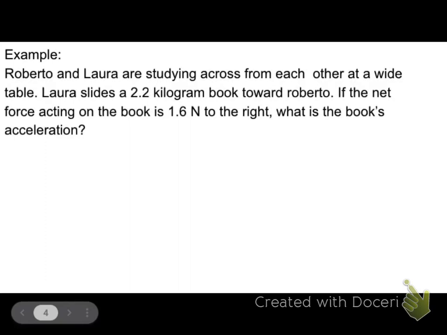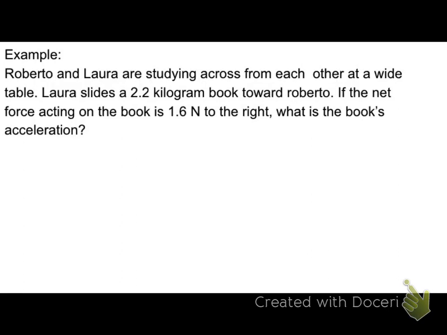Here's an example for you. Roberto and Laura are studying across from each other at a wide table. Laura slides a 2.2 kilogram book towards Roberto. If the net force acting on the book is 1.6 newtons to the right, what is the book's acceleration? So go ahead and use that formula that we just introduced. Try to work this problem. It's a pretty simple equation. I believe in you. And then we'll come back and we'll do it together.